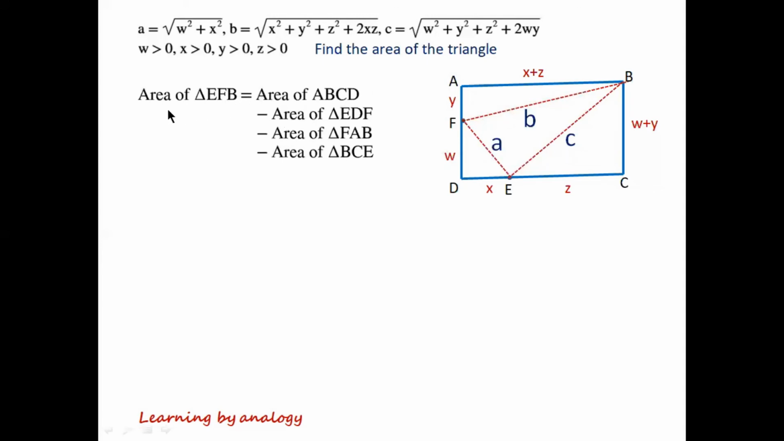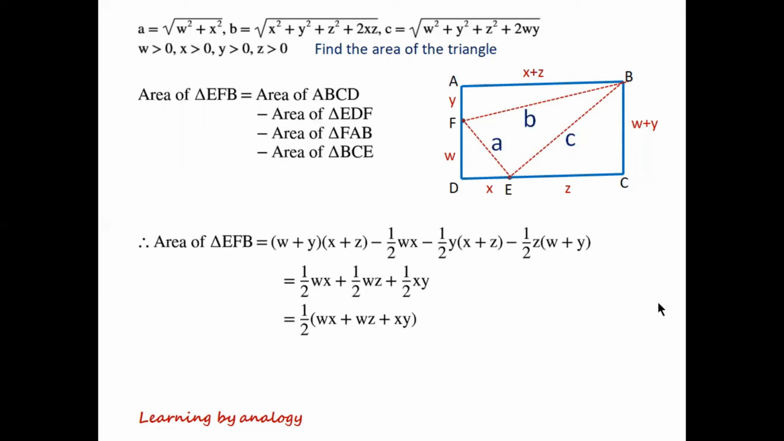Area of triangle EFB is equal to, as we can see from the diagram, area of ABCD minus area of triangle EDF minus area of triangle FAB minus area of triangle BCE.